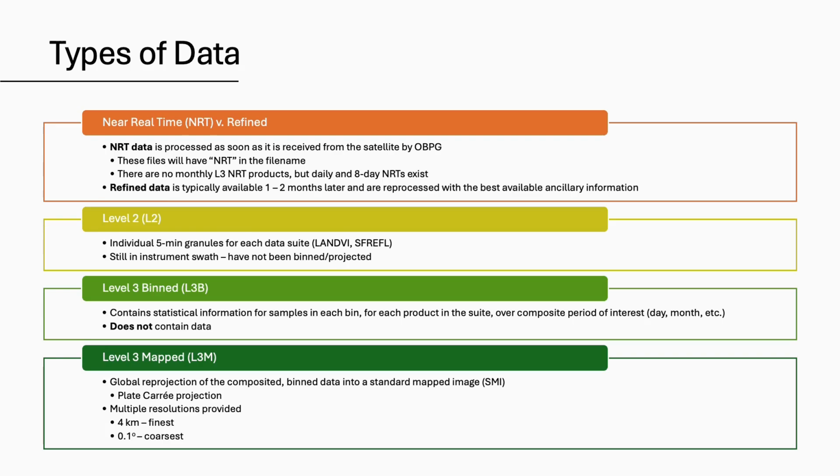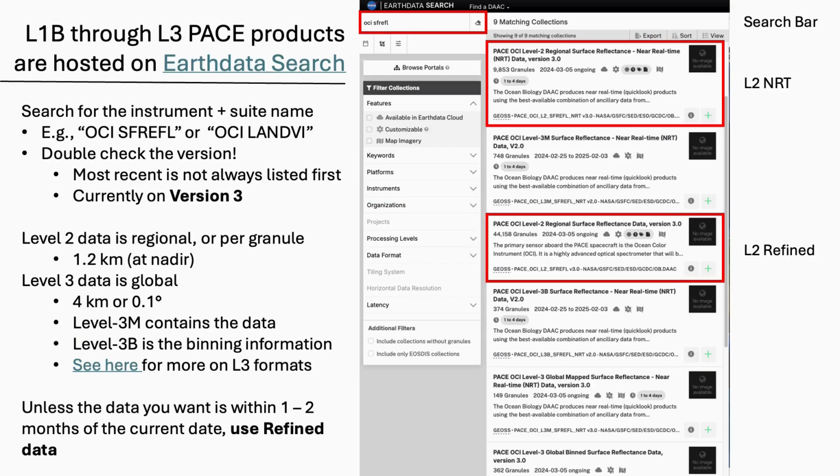Next, we have data processing levels. When I say level 2 data, I'm talking about those regional 5-minute granules that haven't been binned or projected yet. These data are at the native OCI resolution, so that's about 1.2 kilometers at nadir. The level 3 data, by contrast, are global data, meaning data over the whole globe that have been binned and reprojected. There are L3B and L3M files, so level 3 binned and level 3 mapped files. If you're looking for the actual data in the suite, you're going to want the L3M, or L3 mapped, files, not the L3Bs. Hopefully we're all on the same page now with terminology.